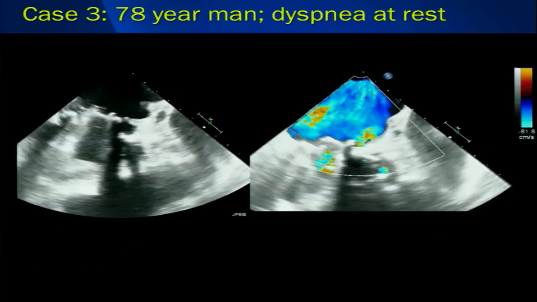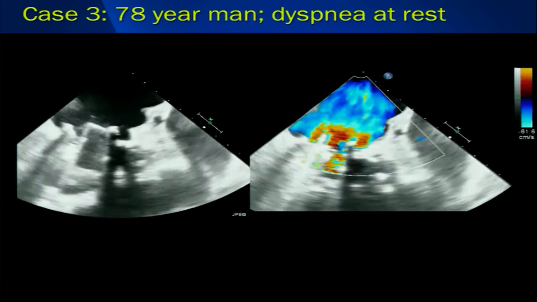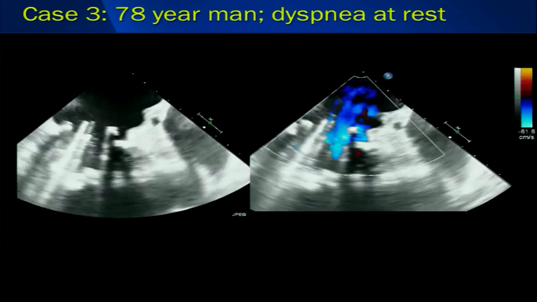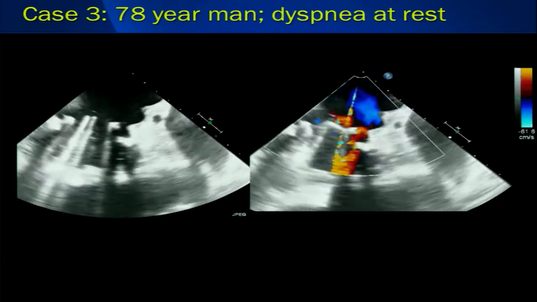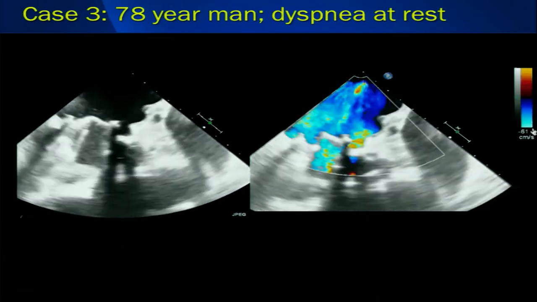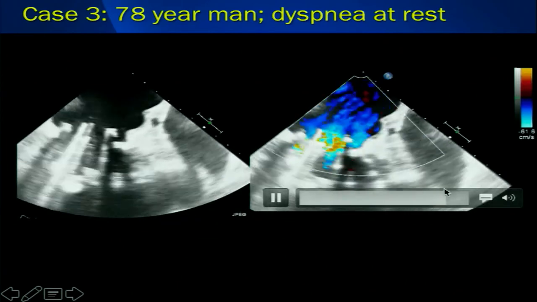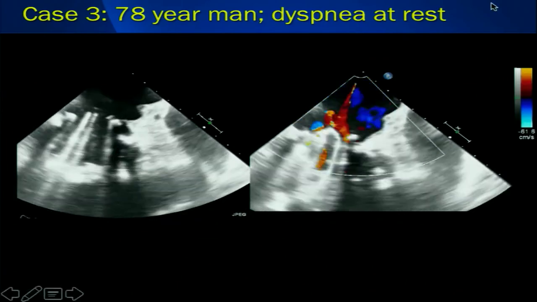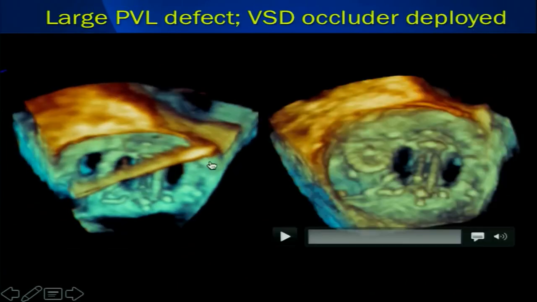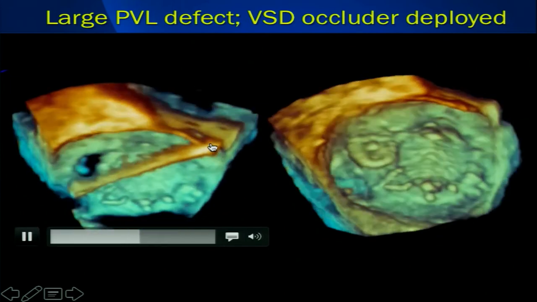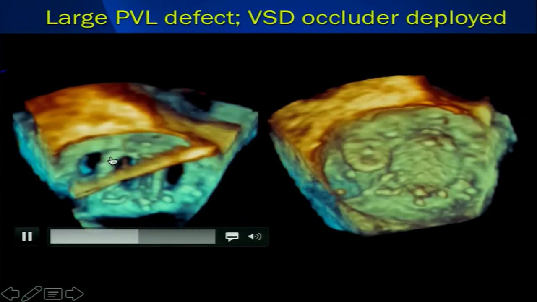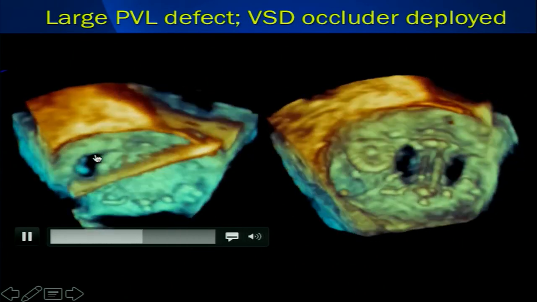This is somebody else. An older guy, he's got dyspnea, so he's got symptoms of heart failure. You really don't need the color here. You can see he's got a big hole. So there's the hole. There's the flow through the hole. En face, this is a catheter that's transseptal. This is sort of mid-intervention. There's the size of the hole.